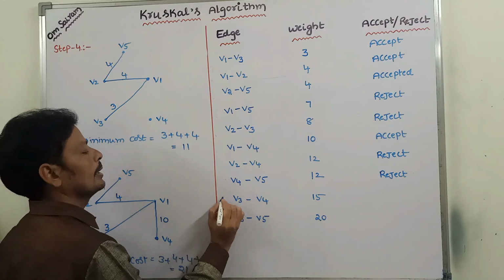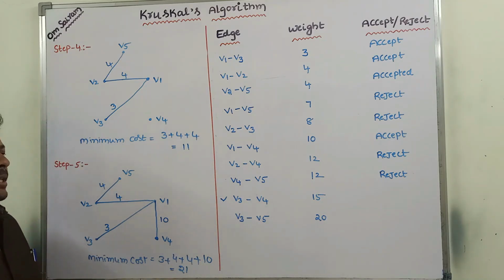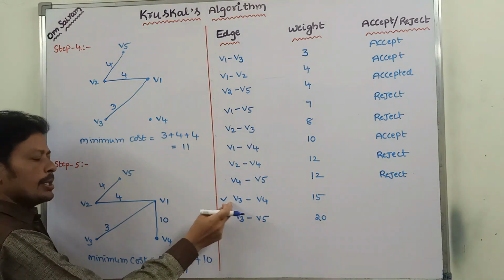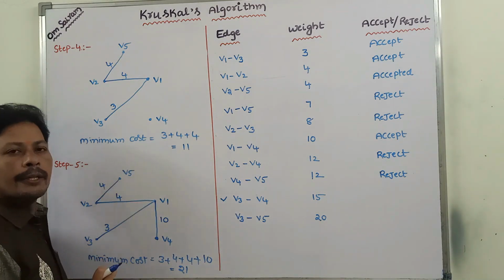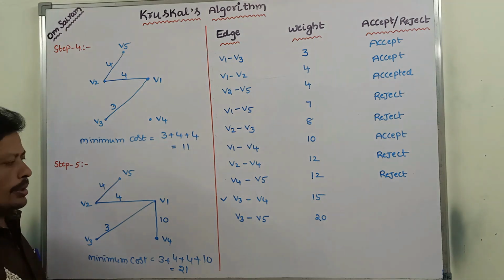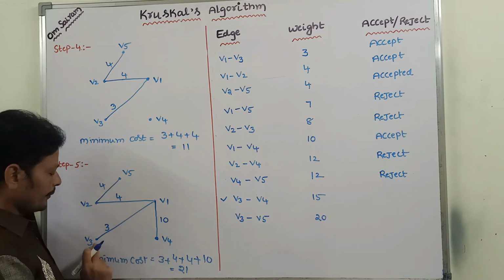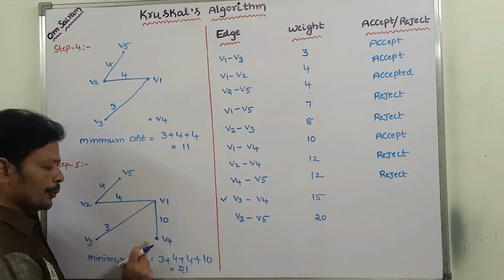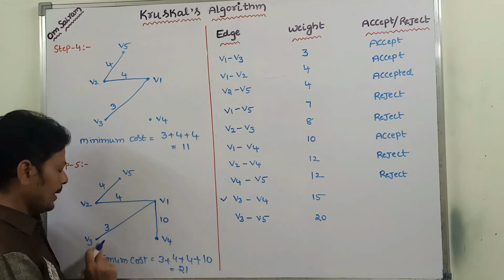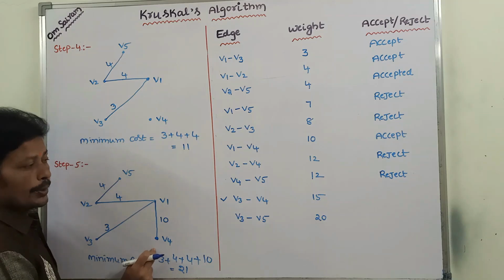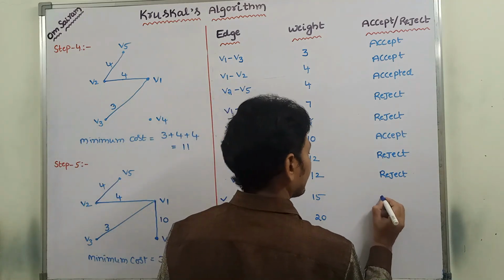Next, another minimum weight edge is V3 to V4. Its weight is 15. After adding this edge into the existing spanning tree, we check whether it forms a cycle or not. After adding V3 to V4, it forms a cycle: V3 to V4, V4 to V1, V1 to V3. So we have to reject that edge.